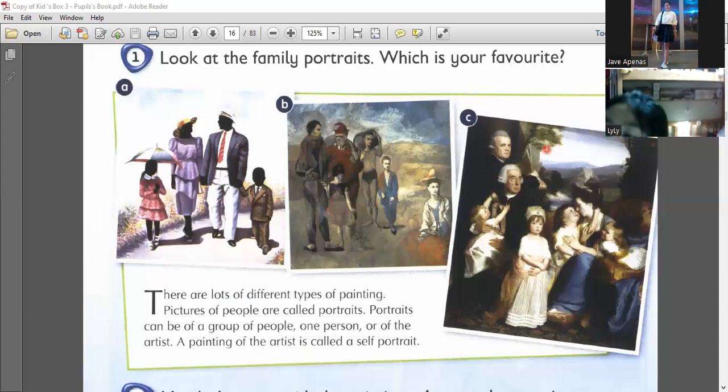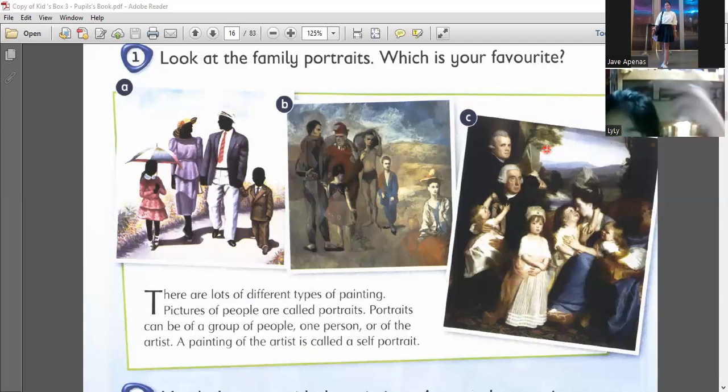Yes, what letter is it? It is C. How many children are there in letter C? Can you count? Is it three? Seven. No. Seven children? No, it's not.